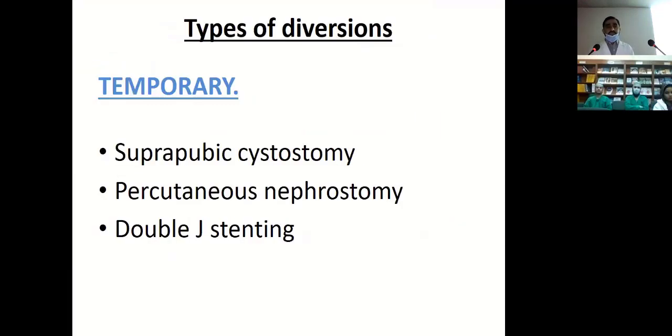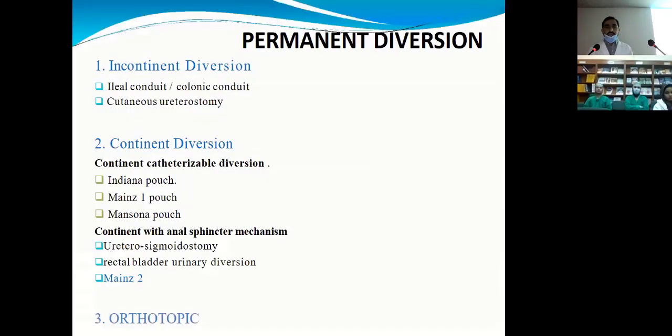The types of diversion are temporary and permanent. The temporary is further divided into suprapubic cystostomy, percutaneous nephrostomy, and double J stenting. The permanent is divided into incontinent diversion, continent diversion, and orthotopic.